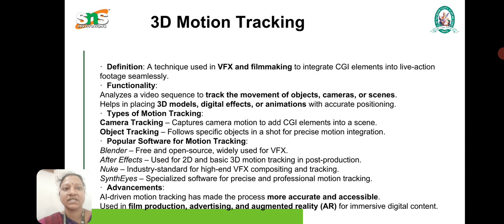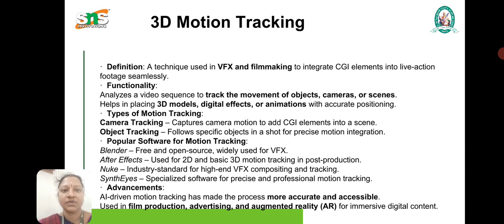Analyzing a video sequence to track the movement of objects, camera or scenes helps in placing 3D models, digital effects or animation with accurate positioning. Types of motion tracking: camera tracking and object tracking. Camera tracking captures the camera motion to add CGI elements into a scene. Object tracking follows a specific object in a shot for precise motion integration.